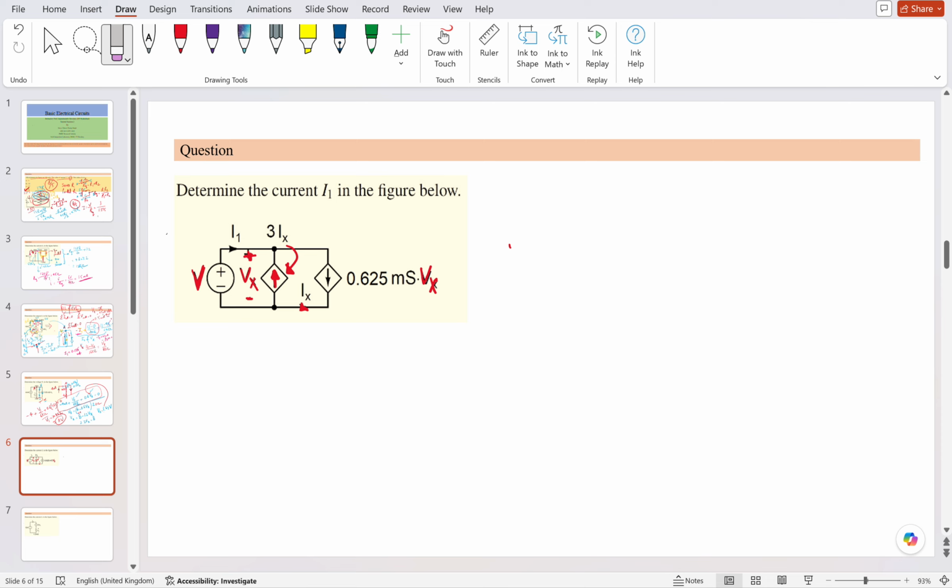I am finding, sir, another answer, 2.5. Okay, let me solve them. Let me solve them to check whether different answers are coming. Let me check which value will come.